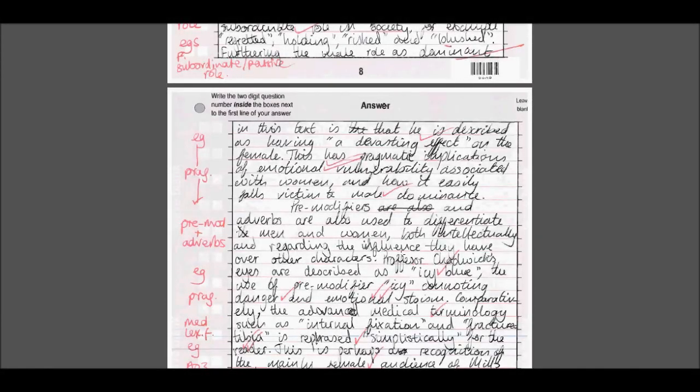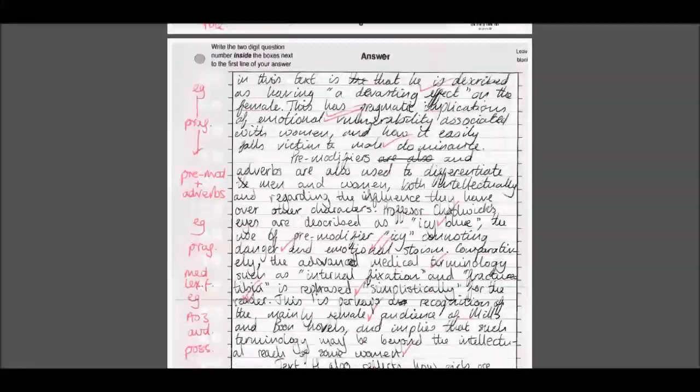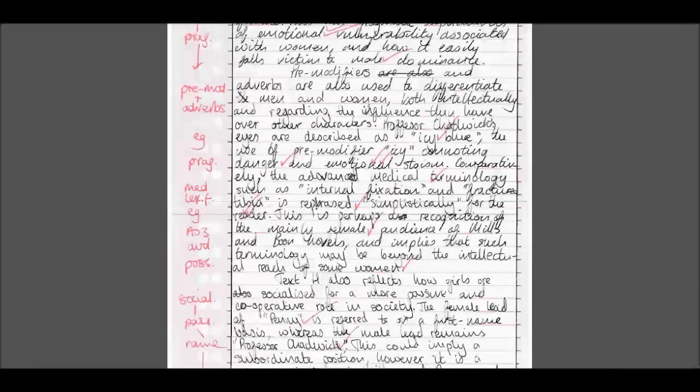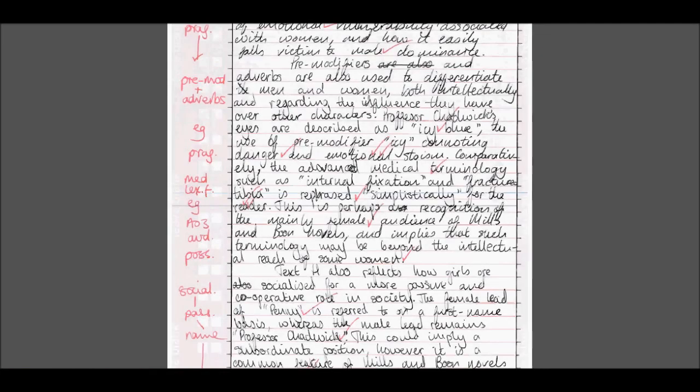over other characters. Professor Chadwick's eyes are described as icy blue. The use of pre-modifier icy, connoting danger and emotional stoicism. Comparatively, the advanced medical terminology such as internal fixation and fractured tibia is rephrased simplistically for the reader. This is perhaps a recognition of the mainly female audience of Mills and Boon novels and implies that such terminology may be beyond the intellectual reach of some women. And so interesting that they're thinking in great depth about the context of this extract, where it would appear, who would be reading it, and they're linking that into their analysis, and that again strengthens this answer.